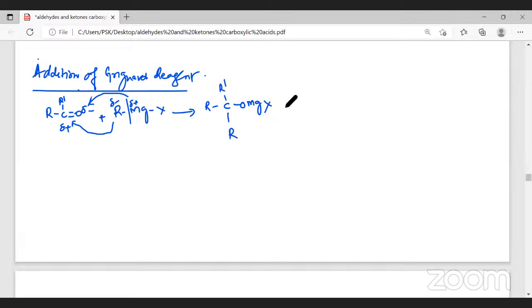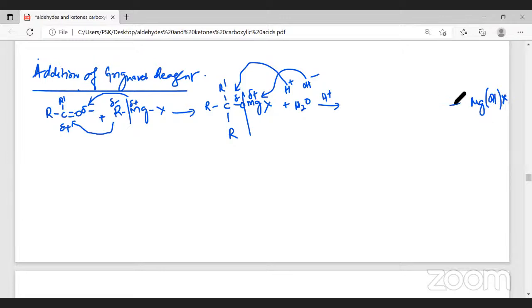Yes, sir. Yeah. Now, when you hydrolyze this, hydrolysis generally takes place in the presence of an acid, so H plus. Water we can write as H plus and OH minus. So magnesium will have positive character and oxygen will have negative character. Now what will happen? To this oxygen, hydrogen gets bonded. And to magnesium, OH gets bonded. Therefore, what you get is Mg, OH, and X, magnesium hydroxy halide. It's a byproduct.